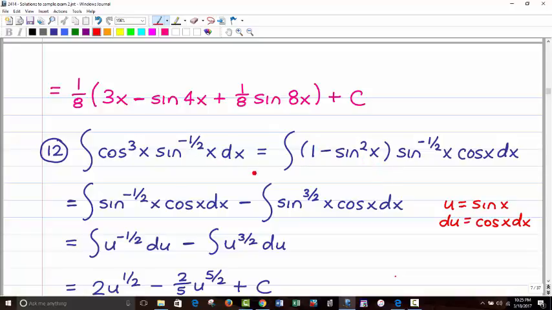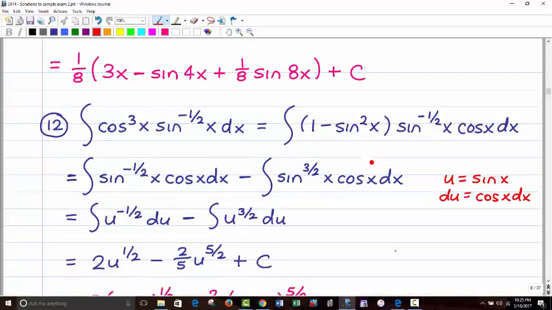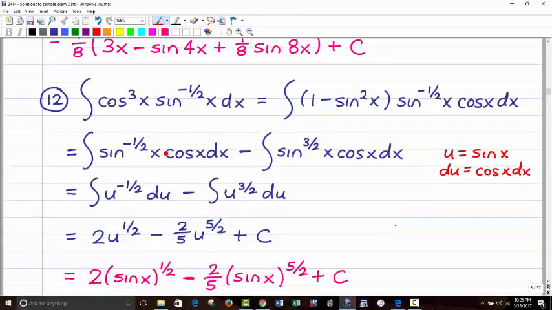So then you have cosine squared becomes 1 minus sine squared. We have a sine to the negative 1/2. And then you distribute this through the parentheses. Once again, you don't have to write it as 2 separate integrals, even though I did it that way. So whether you did or you didn't, it's okay either way. The sine to the negative 1/2 times 1 would be sine to the negative 1/2. And then sine to the negative 1/2 times sine squared, you'd add the exponents. That gives you sine to the 3/2, property of exponents. And then you have u as sine of x, and then du would be cosine of x dx.